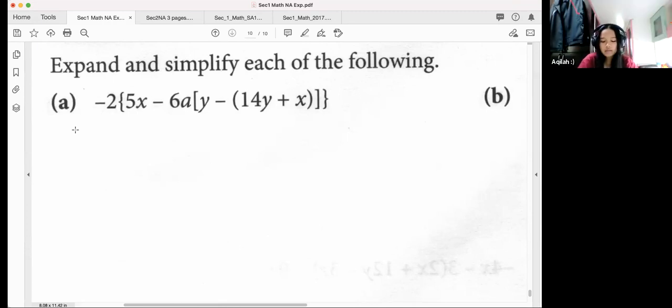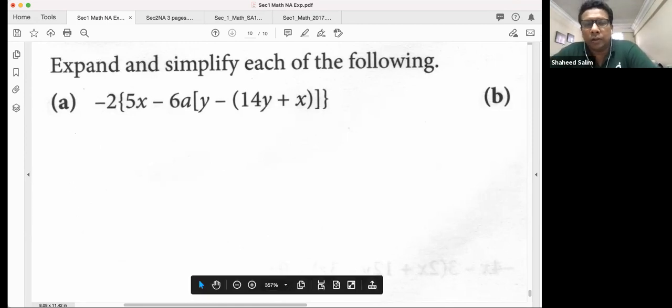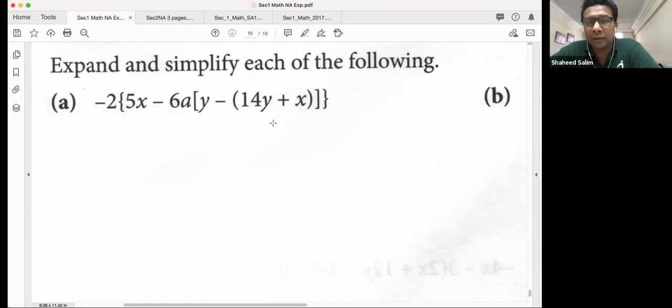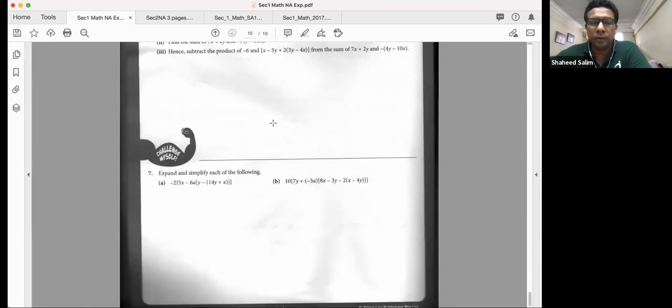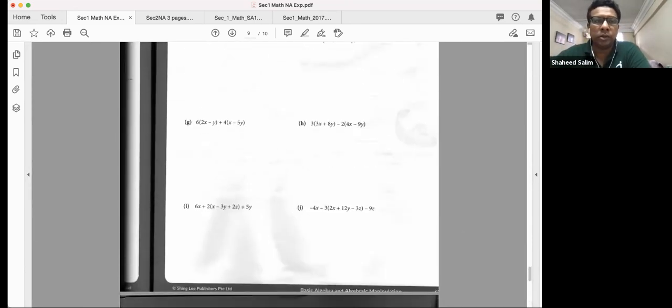Is the answer negative 12ax minus 156ay minus 10x? Good, well done. So the lesson here is you need to multiply the innermost bracket first, and then you go outwards. That means you have no issue with this. Well done. Okay, so now I'm just going to revise some.